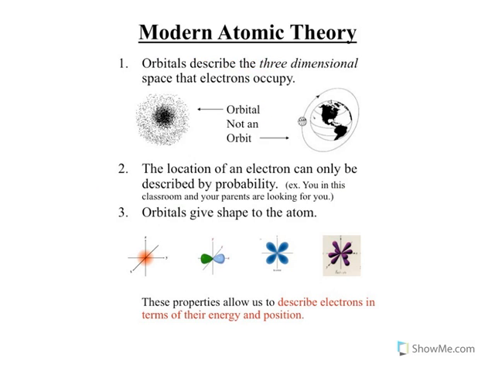So the modern atomic theory that we currently subscribe to is that orbitals describe the three-dimensional space that electrons occupy. So we've gone from this orbit notation, which was what Bohr believed, where we had the electrons circling the nucleus like planets orbit the sun, to now an orbital or a cloud of probability of finding electrons. The location of an electron can only be described by probability.